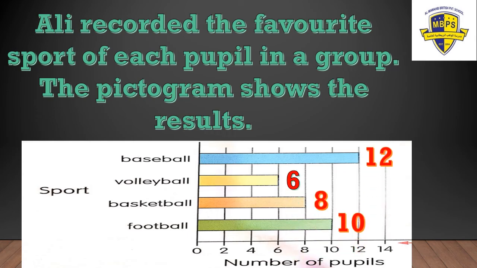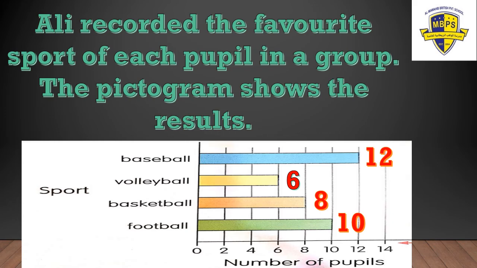Let's solve the other example. Now here we have Ali recorded the favorite sport of each pupil in a group. The pictogram shows the result. Okay. Now this is a horizontal bar chart. Now you can see that on the standing line we have different names of sports like basketball, football, volleyball, baseball. Okay. And on the sleeping line we have number of pupils starting from 0, 2, 4, 6, 8, 10, 12, 14. This is the scale.